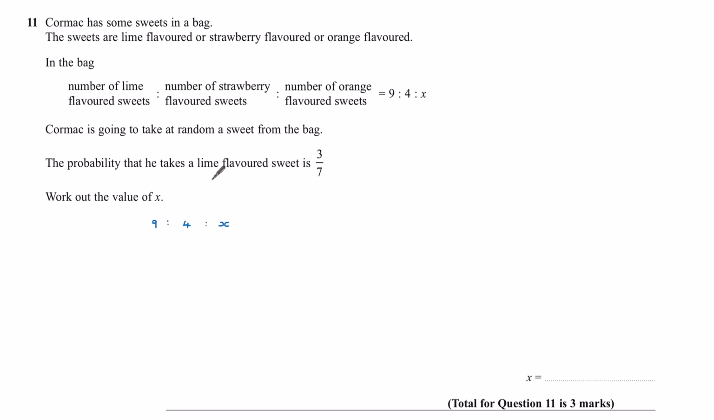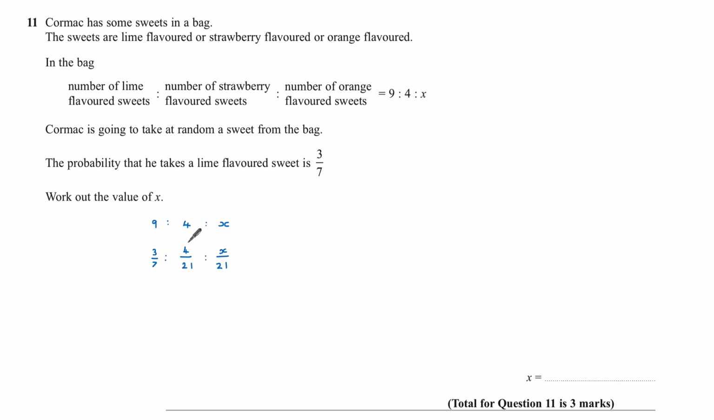Okay, so we've got lime to strawberry to orange in the ratio 9 to 4 to X. And we know that the probability of a lime was 3/7. These ratios need to stay in proportion. So to get from 9 to 3/7, we've had to divide by 21.